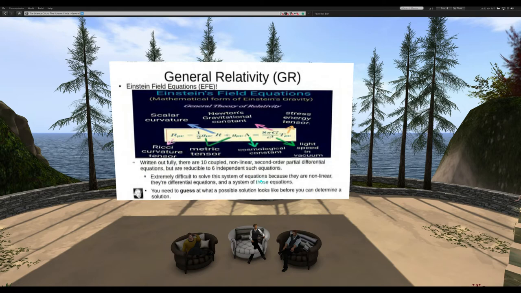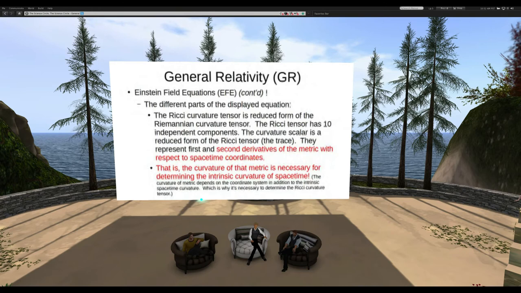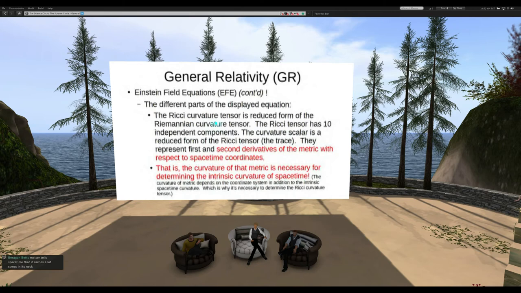Differential equations are not always easy to solve anyway, but this is nonlinear, and it's a system of those equations. So it takes a while to find solutions, and you have to have a guess of what a possible solution looks like before you can determine the solution.